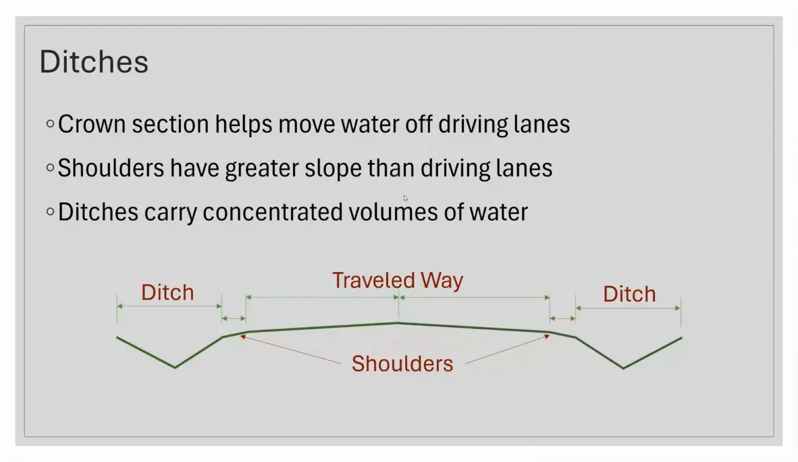Now, part of how we're going to handle the water is by designing ditches. The traditional, typical cross-section of a pavement is that we have the traveled way in the middle. We have a crown section, which means the center point of the roadway, usually the center line, will correspond with the highest point in the roadway. And then we'll have a little bit of a slope out to the outer edges of the traveled way. That's going to help shed water. And then the shoulders will have a little bit more slope to move water some more. And then we go down into the ditch.